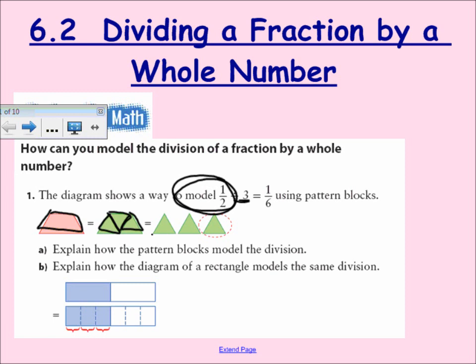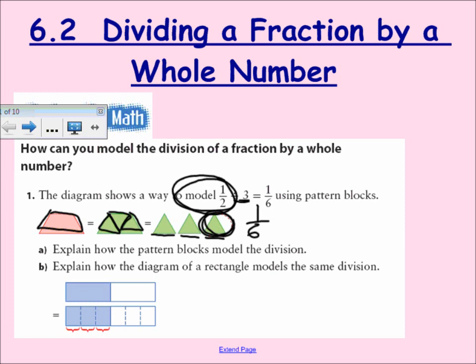When we divide that, we get 3 triangles. We only want one of those 3 triangles because it's divided by 3. So there's one triangle right there. We know that one green triangle equals 1/6. So explain how the pattern blocks model the division. That's what we did before.